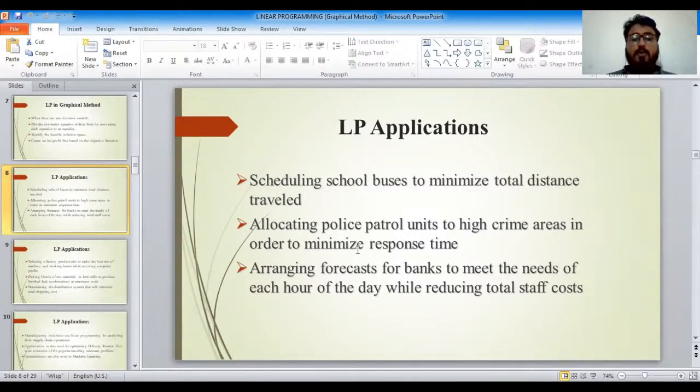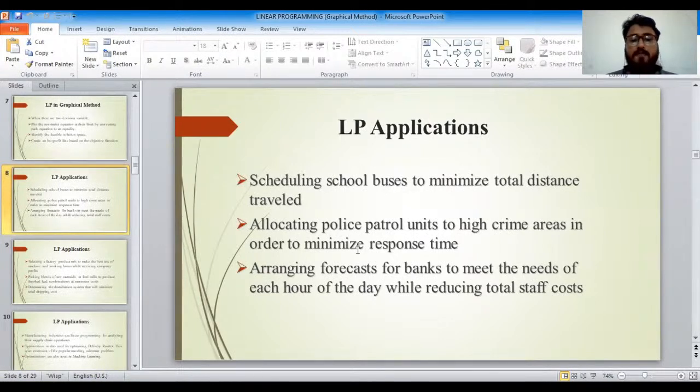Second, allocating police patrol units to high crime areas in order to minimize response time. In every organization, all the managers are interested to minimize the response time to certain requirements. So of course, linear programming will be very helpful in achieving the particular objectives.